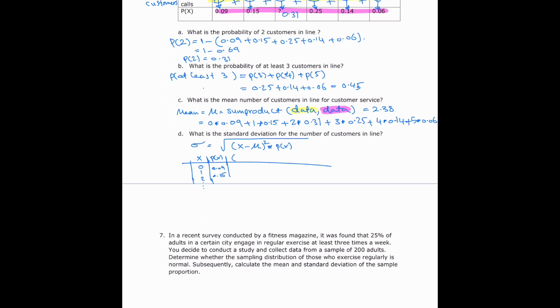You're going to create a column here. You're going to take each x, subtract the mean, which is 2.38. We computed it in step number C. Square that and multiply with p of x. And then add everything up. You're going to find the sum. And then you're going to take the square root of the sum to find the standard deviation.